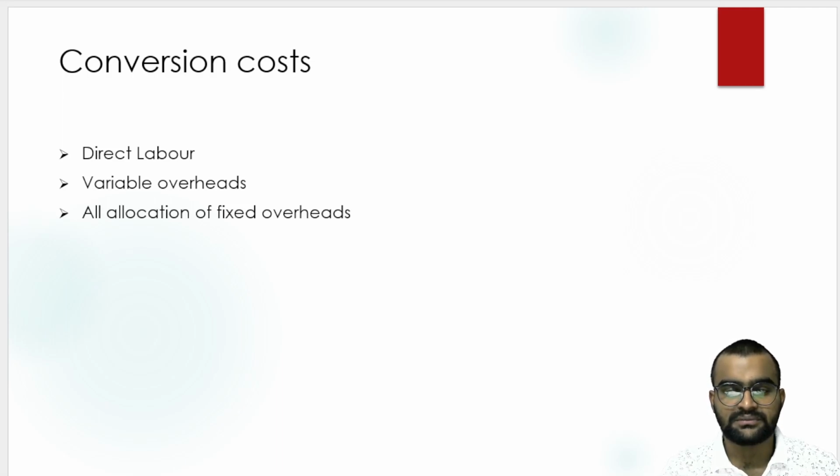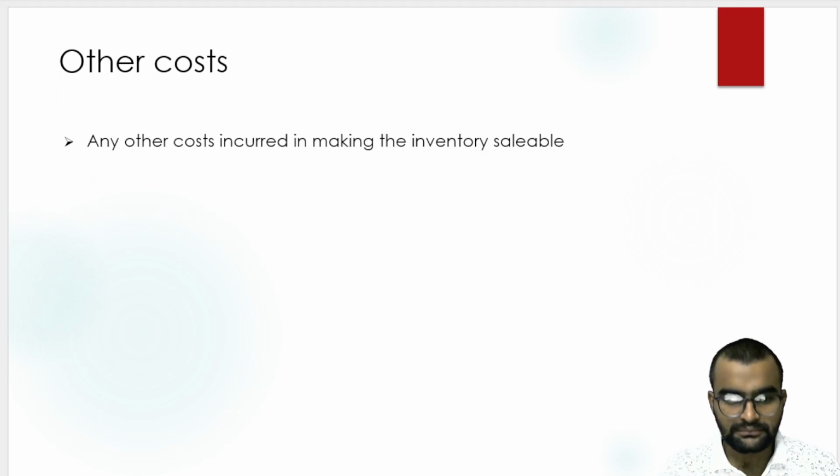Next, conversion cost. It refers to converting raw material into finished goods. It includes direct labor. Labor activity refers to the process of converting raw material into finished goods. Variable overheads such as heat and light expenses, and allocation of overheads like depreciation of the factory plant. Other cost. Any other cost incurred in making the inventory saleable, like storage cost. We will incur storage cost when we keep finished goods for selling.